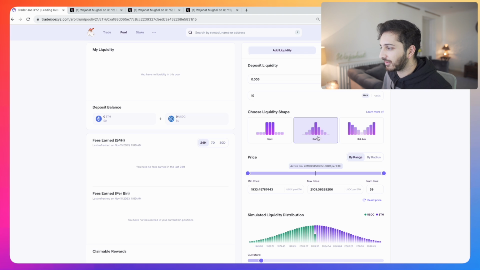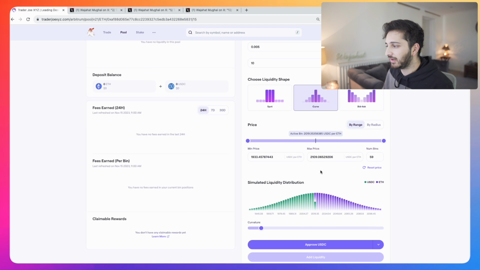Next, we've got the curve shape. And the curve shape, as you can imagine, liquidity gets quite concentrated at the active price, and as we move away from the active price, it gets a little bit less concentrated, as in we have less liquidity. So if price moves away, it's not going to be very good. But if price stays around the same level, it's going to be very capital efficient. So this is a good one for those of you who are interested in that.